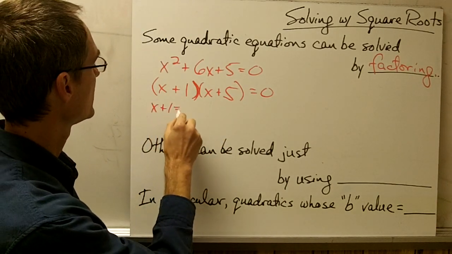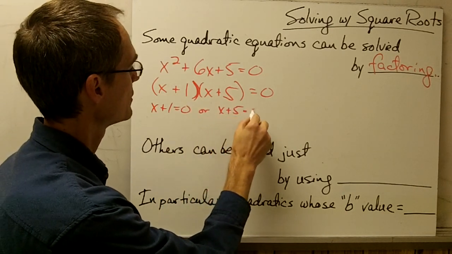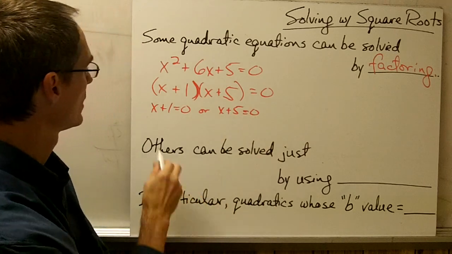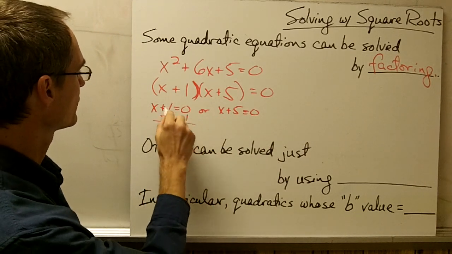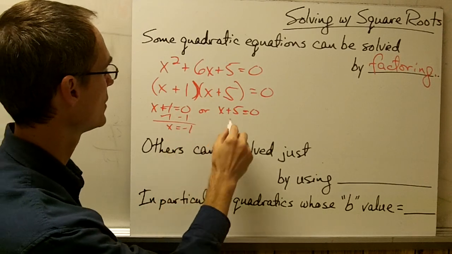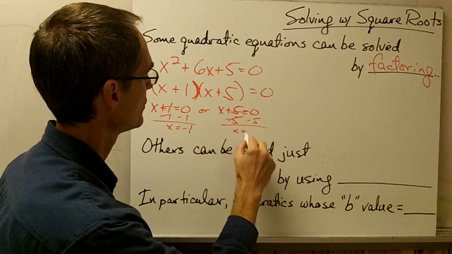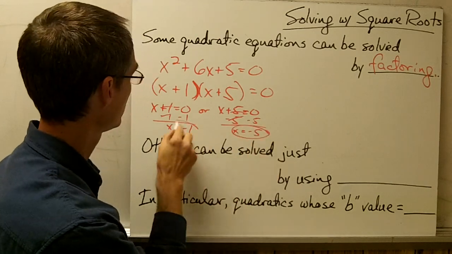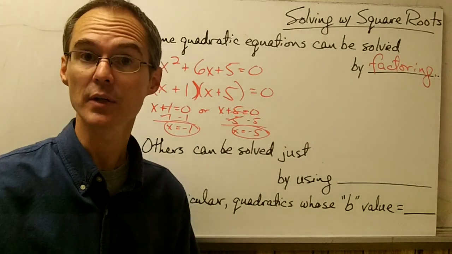So x plus 1 equals 0, or x plus 5 equals 0. And I can solve each one of these for x. If I subtract 1 from both sides here, I get x equals negative 1. Subtract 5 from both sides here, and I get x equals negative 5. And I just solved this quadratic equation by factoring.